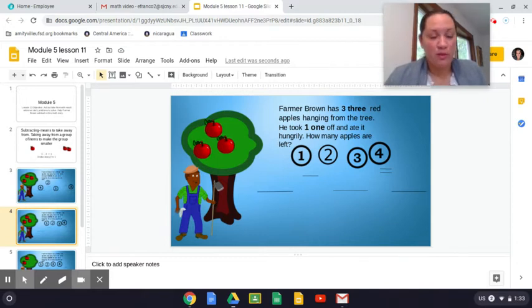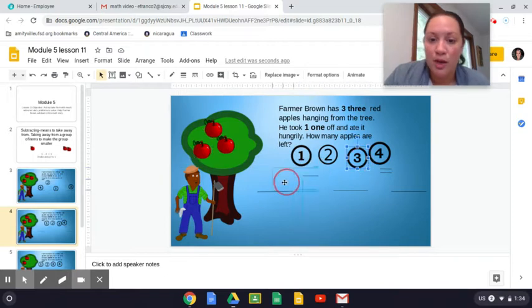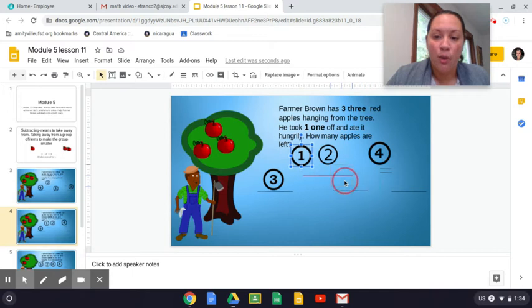So now we took some apples away from Farmer Brown. So our math story now is a little bit different. Now there's 3 apples and I can see them in the tree. 1, 2, 3. So I'm going to go look at these numbers and say, which one are we starting with? Well, there's number 3. It tells me already in the story. So Farmer Brown has 3 red apples hanging on the tree. He took 1 off and ate it hungrily. So I know he took 1 away. I found number 1. He took number 1 or 1 apple away. So here's my 3. 1, 2, 3. And he takes 1 away and he eats it hungrily.